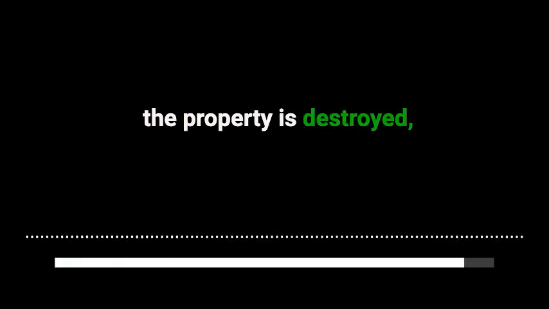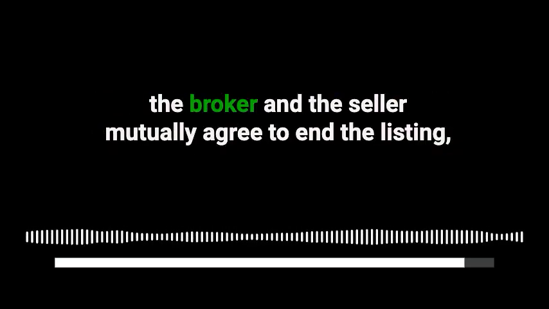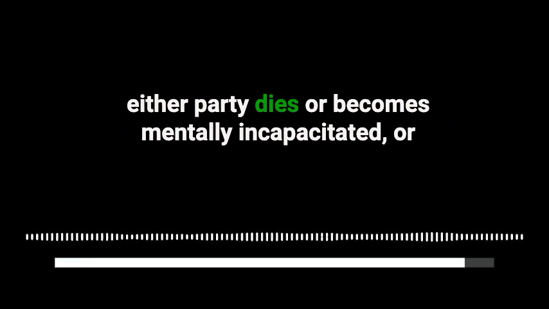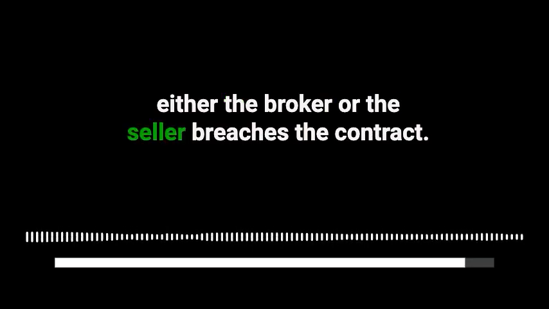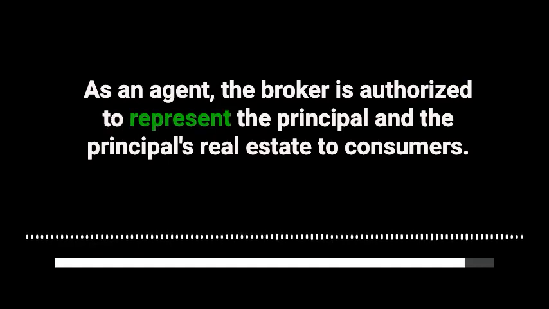and may be terminated when the agreement's purpose is fulfilled, the agreement's term expires, the property is destroyed, title to the property is transferred by operation of law, the broker and the seller mutually agree to end the listing, either party dies or becomes mentally incapacitated, or either the broker or the seller breaches the contract. As an agent, the broker is authorized to represent the principal and the principal's real estate to consumers.